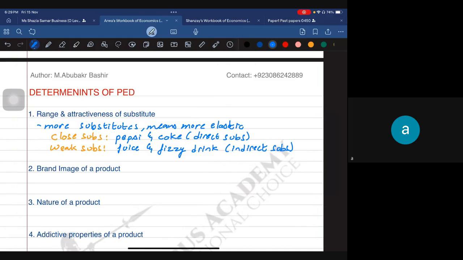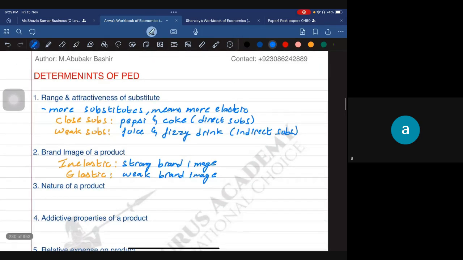So this is one thing. Then the brand image of a product. If it has a good brand image, then there could be price inelastic demand. Very nice. So it is going to be inelastic when you have a strong brand image. That's what we were talking about earlier as well when we were talking about Apple, the inelastic demand, and weak brand image.